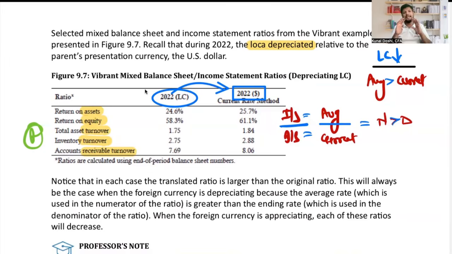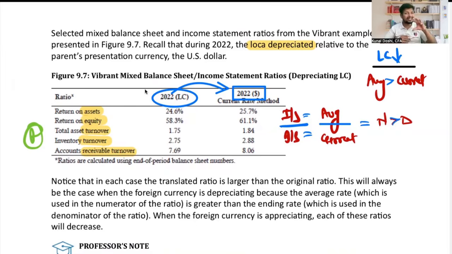So if you are looking at mixed ratios and if the foreign currency depreciates, it's good news. Your ratios will look better after you convert from FC to PC. Are you with me, everyone? Understood this part? So what do we need? If the foreign currency depreciates, it's a good thing.